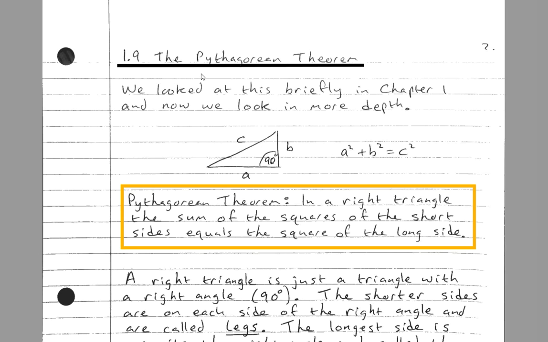All right, so let's go back to this section. In section 1.9, there's the Pythagorean theorem. We just had a quick look at it in chapter 1, so now we'll go back and look at it in more depth. It's a very nice example of expressions or formulas coming from this theorem.